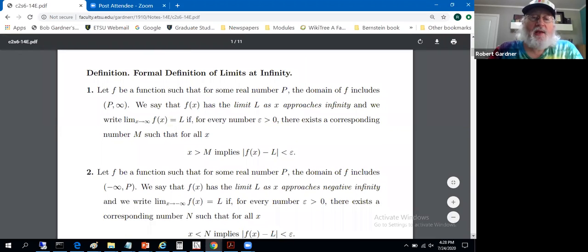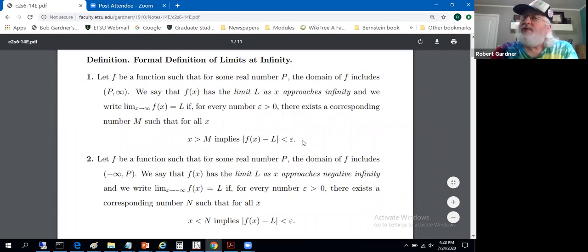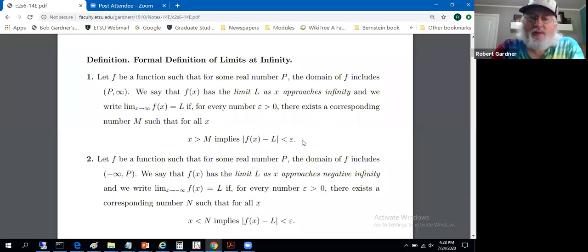That looks rather similar to our formal definition of limit in the past, except here there's no delta, but there is an epsilon, and you think of epsilon as being arbitrarily small. So we're saying something or other implies the distance from f of x to L is less than epsilon. You can make the distance from f of x to L arbitrarily small.